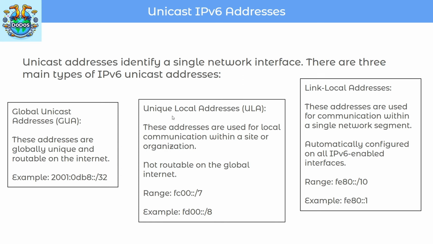There is ULA, or unique local addresses, which are used for local communication within a site or organization, and they are not routable on the global internet. They range from FC00, and this is an example. Then link local addresses. These are addresses used for communication within a single network segment, automatically configured on all IPv6 enabled interfaces. Look out for them by looking for this FE80.